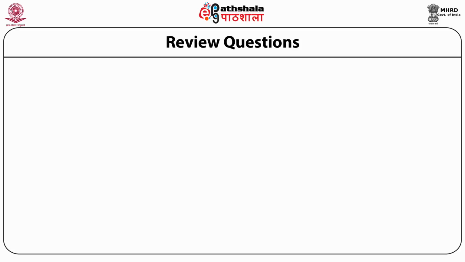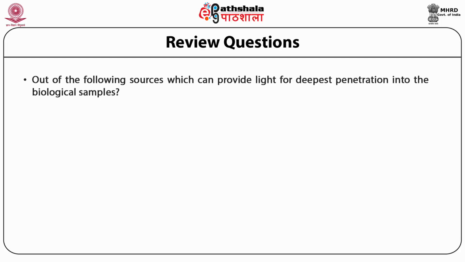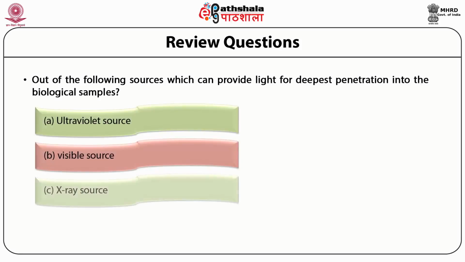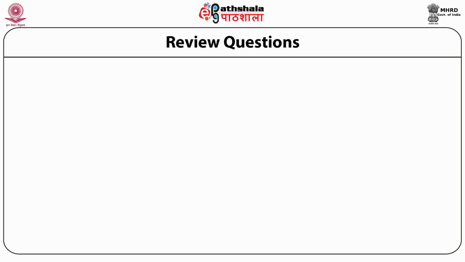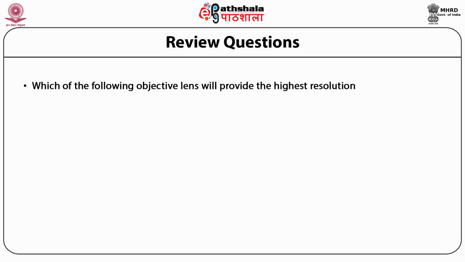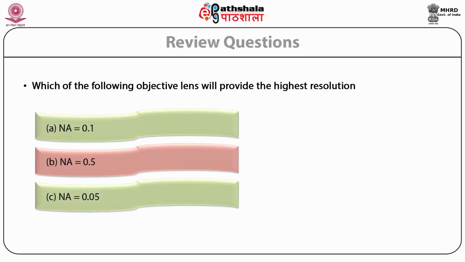The first question we would like to ask is the following. Out of the following choices for the sources, which can provide light for the deepest penetration into the biological sample? Will it be an ultraviolet source, or a visible source, an X-ray source, or a far infrared source? Second question would be, which of the following objective lens will provide the highest resolution? We are talking about here an objective with numerical aperture 0.1 or 0.5 or 0.05.